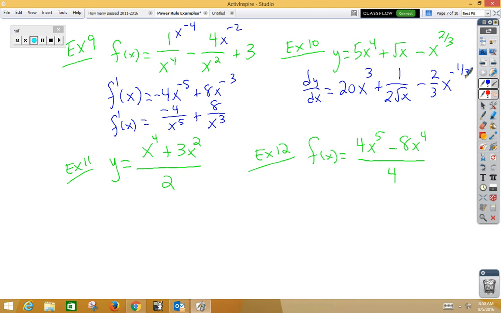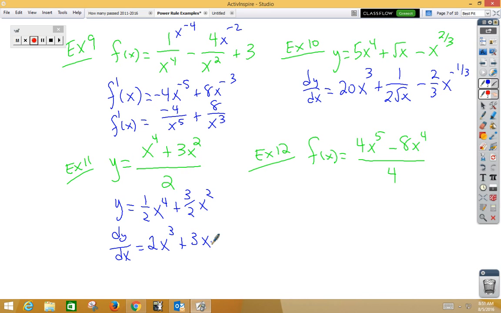In example 11, I would break this up before we start. I would go y is equal to, and I would turn it into 1/2 x to the 4th plus 3/2 x squared. If we split up that fraction, we can then do each term one term at a time. Dy dx is equal to 2x cubed, 1/2 of 4 of course is 2, and then when we multiply here, 2's cross out and we would get 3x.